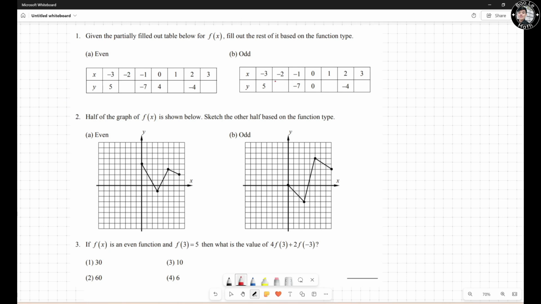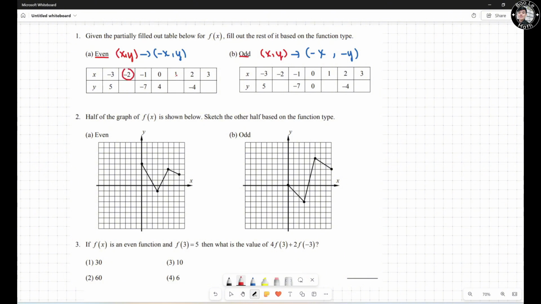So given two tables right here, the left one is even, the right one is odd. Now we need to complete the table. Alright, so we learned that if the function is even and the original point is x, y, the image of this point should be negative x, y. For the odd function, the original point is x, y, and the image of this point should be negative x and negative y. So keep that in mind. Now we need to fill in the blank right here. So we see that because the function is even, we have the point right here.